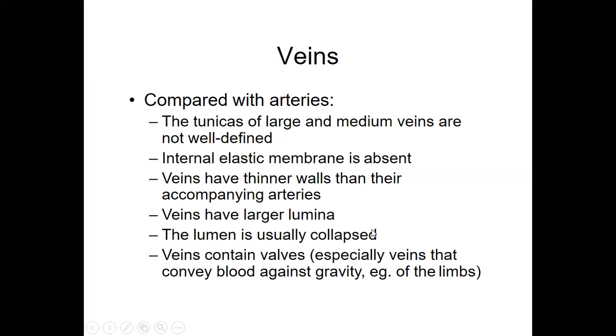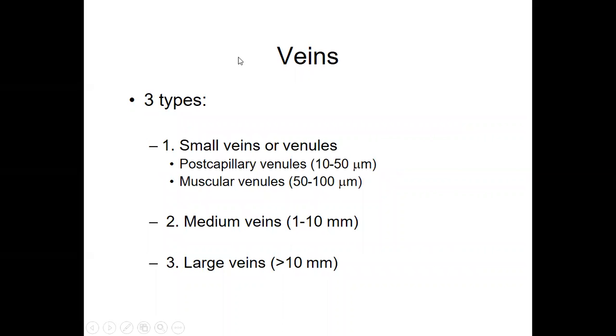The vein usually has a larger lumen compared to the artery, and the lumen is usually collapsed. This is the characteristic of the vein you need to remember. The vein contains valves, especially veins that convey blood against gravity, for example veins present in the limbs, the lower limb.